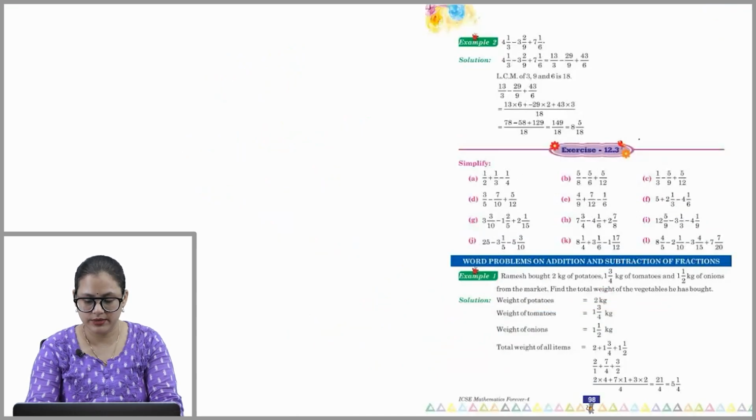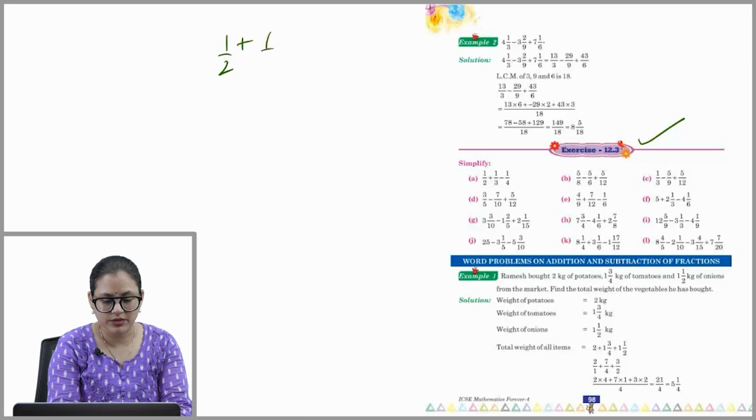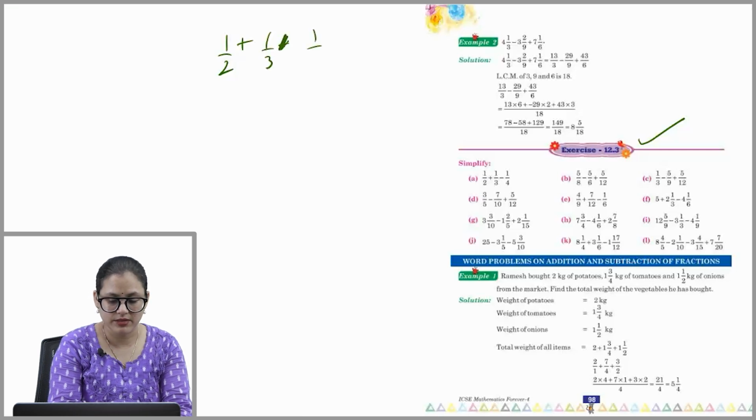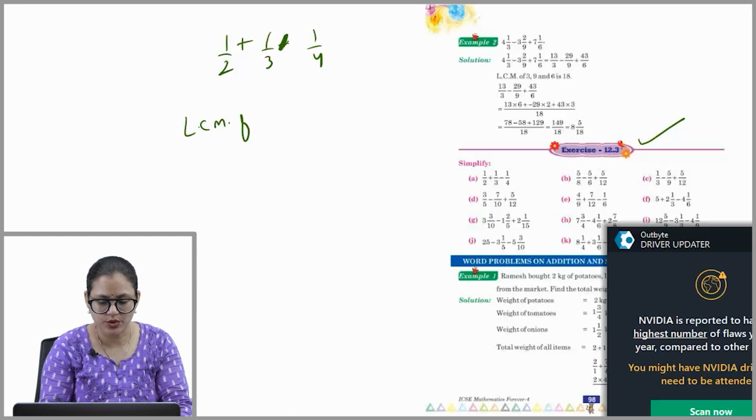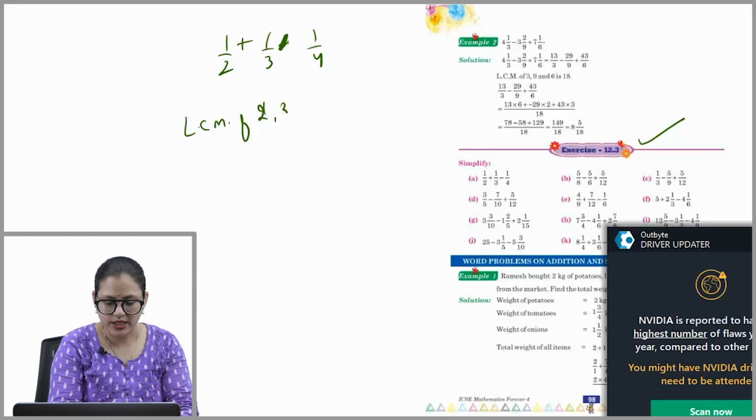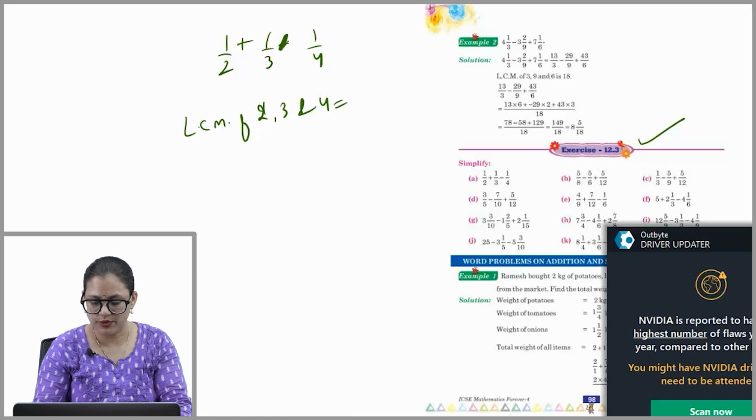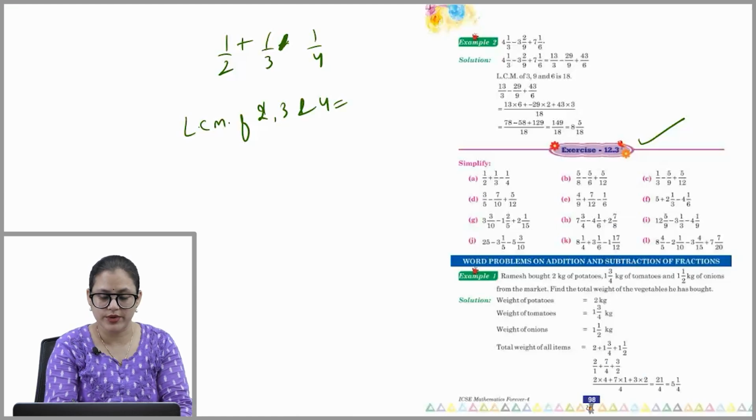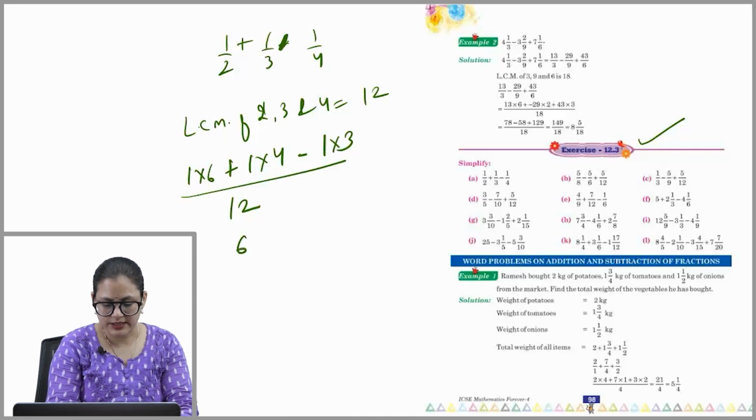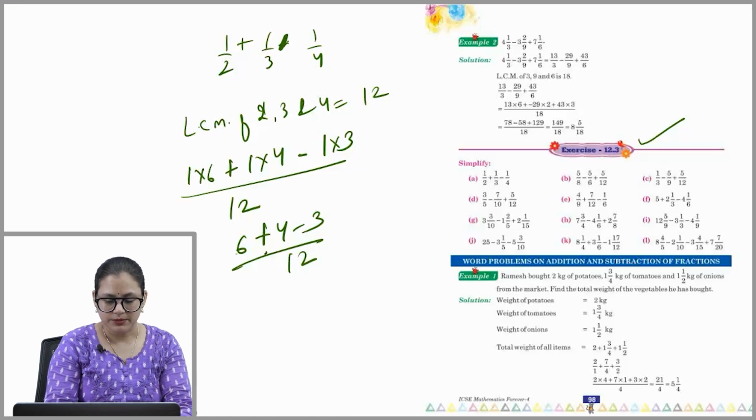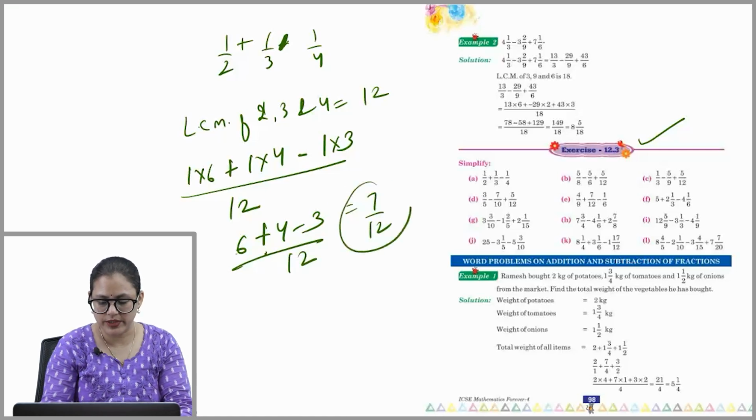Exercise 12.3. 1 by 2 plus 1 by 3 minus 1 by 4. Okay. Let's take the LCM of 2, 3 and 4. LCM of 2, 3 and 4 is 12. So 1 into 6 plus 1 into 4 minus 1 into 3, that is 6 plus 4 minus 3 by 12. 10 minus 3 is 7 by 12. So 7 by 12 is the answer.